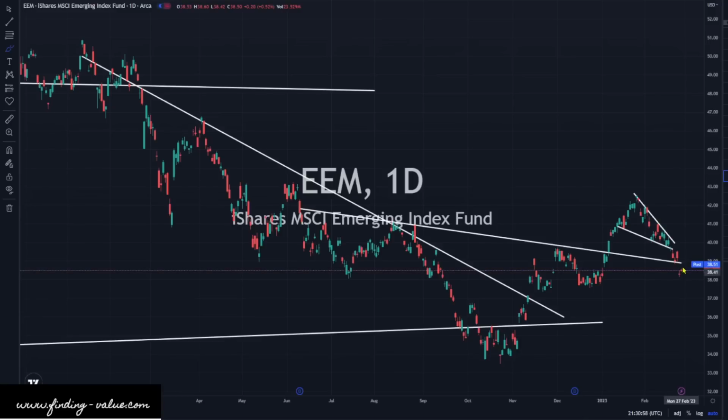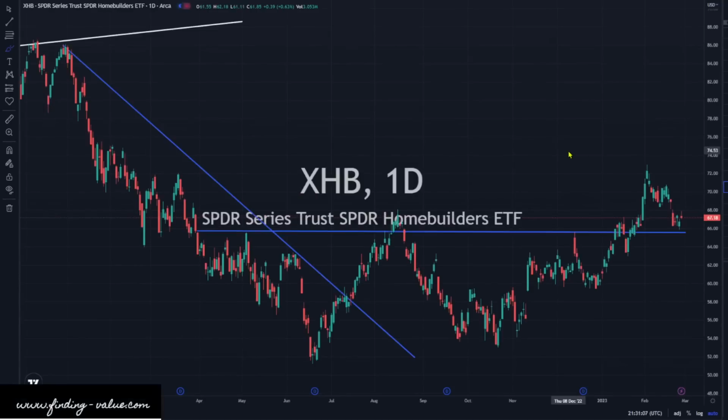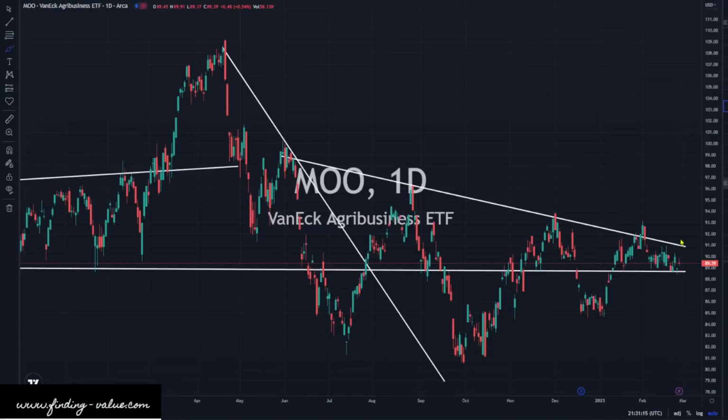EEM, slightly higher today. We're right at support. There's all support through that little area down there. We've got XHB, the home builders, weaker dollar, weaker yields, slightly higher in the home builders. And we're right on support in the short term. MU is right on support, just moving sideways, looking good.